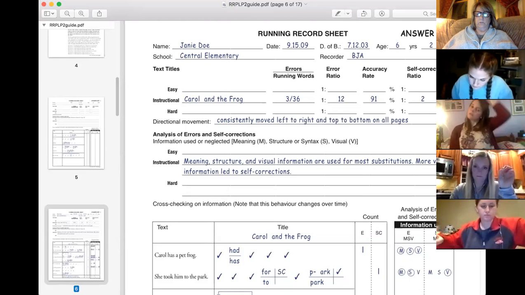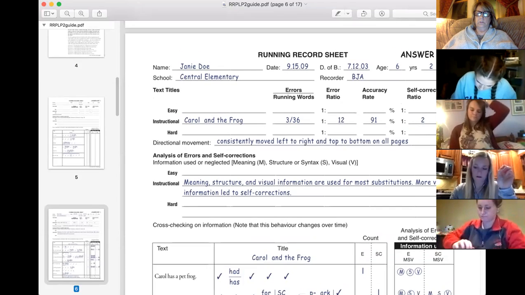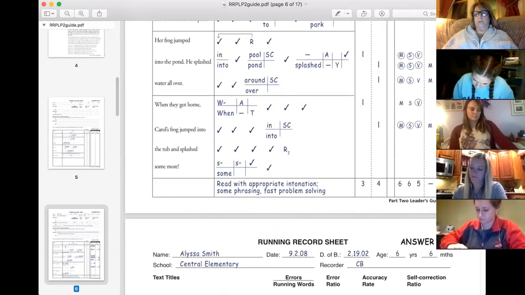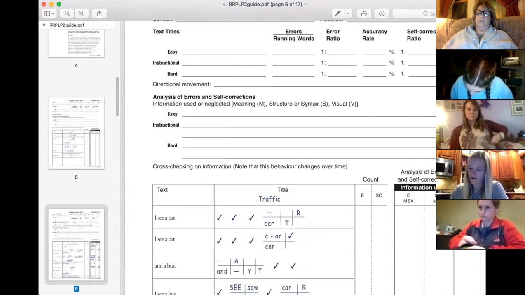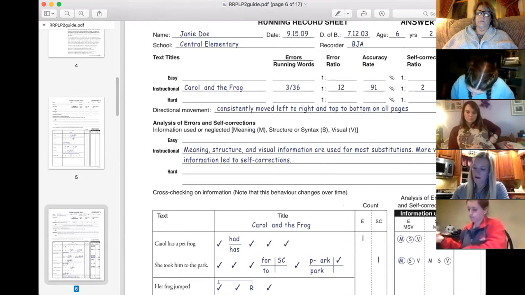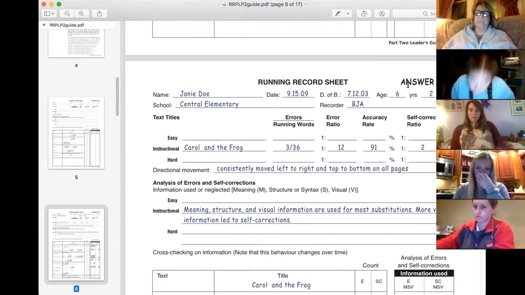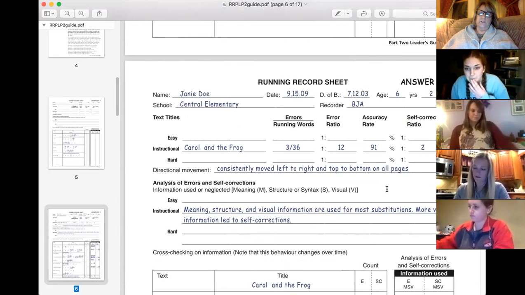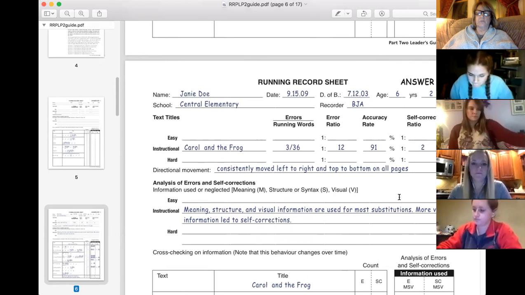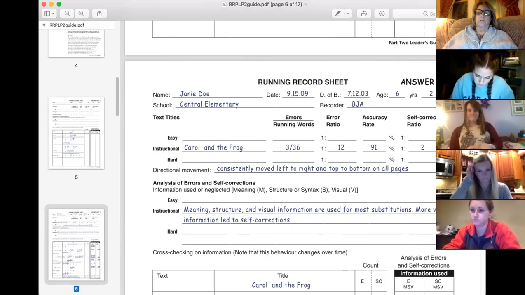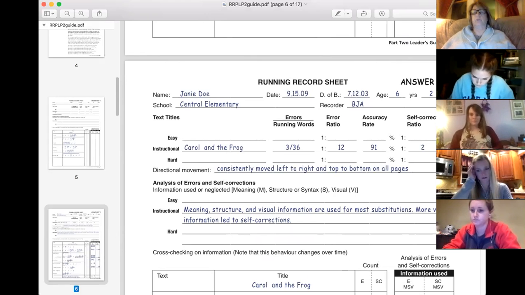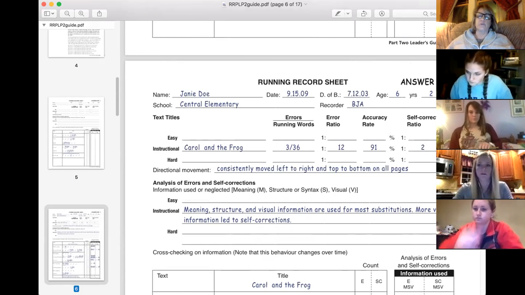Self-correction rate was 1 to 2. So there were 4 self-corrections plus 3 errors. Sorry if I'm making you dizzy. Okay. So 3 over 4 plus 3, 3 over 7 equals 1 to, no, 4 over 3 plus 4. 4 over 7 is closer to 1 to 2.